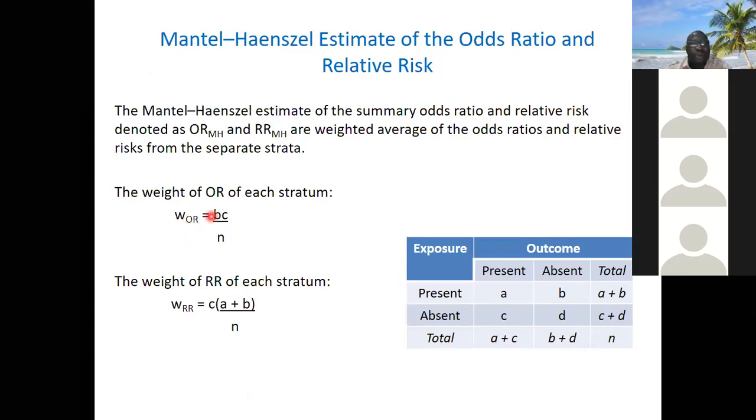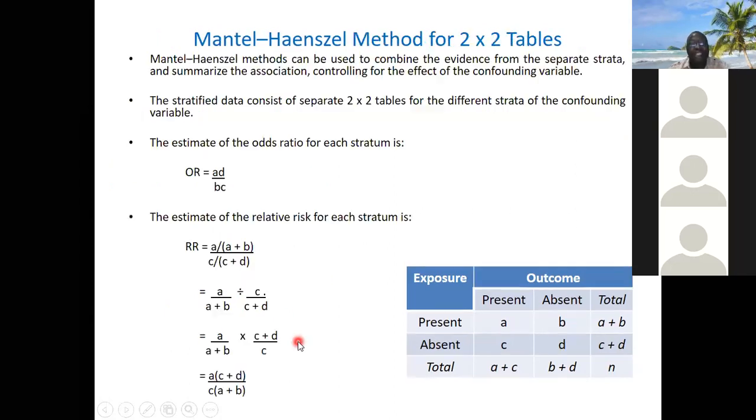The weight of the odds ratio will be BC, which is the denominator of the odds ratio, over N. N is the total. Can you see? While the weight for the relative risk of each stratum will be C into A plus B over N. This C into A plus B over N is the last denominator we have there.